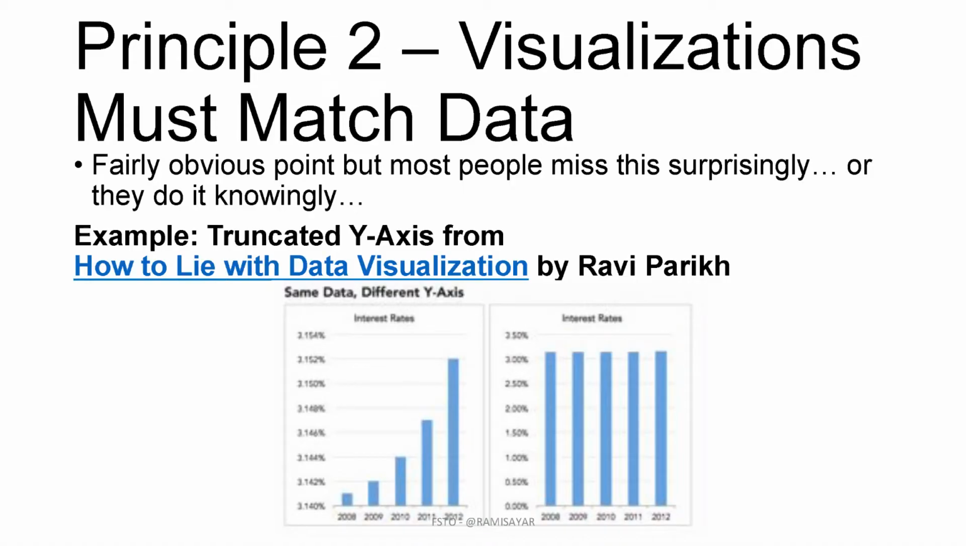Although it sounds like a fairly obvious point, a lot of people actually miss this. Here's an example of how you can lie with data visualization. Let's say that you are measuring the increases of interest rates. Generally, if your problem domain had very small increments, your y-axis has a big effect on how much difference a user will perceive, right? So on this side right here, the y-axis is very, very detailed. It starts from 3.140 and goes all the way up to 3.152.